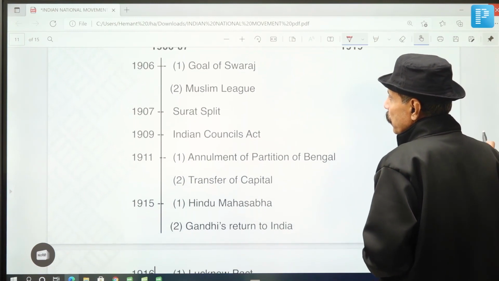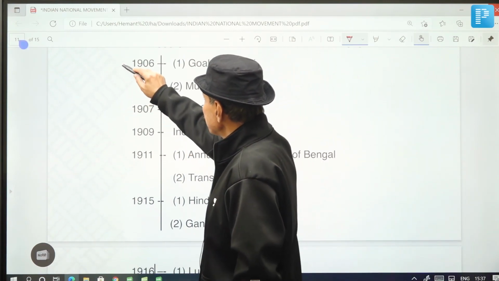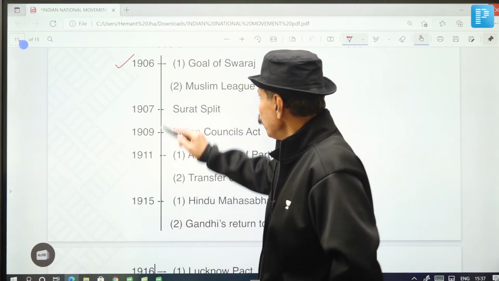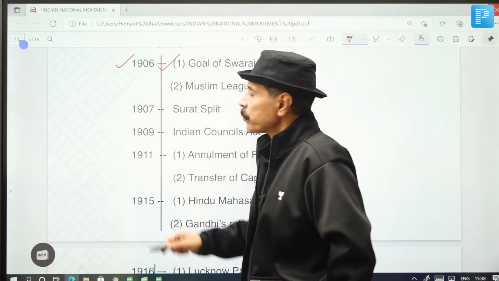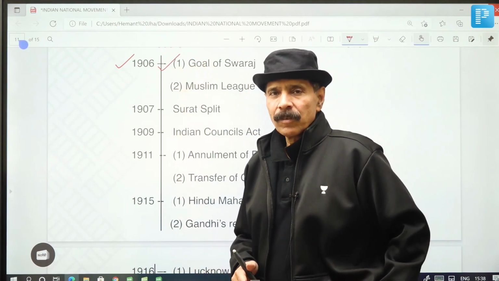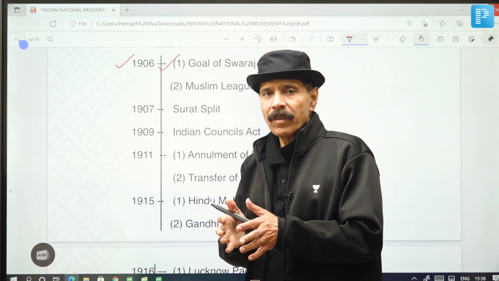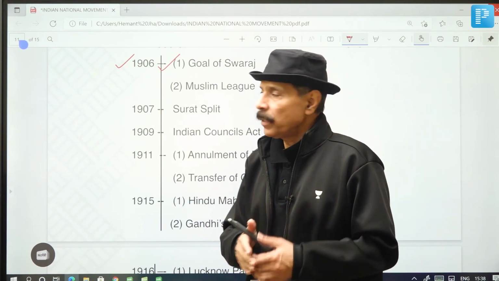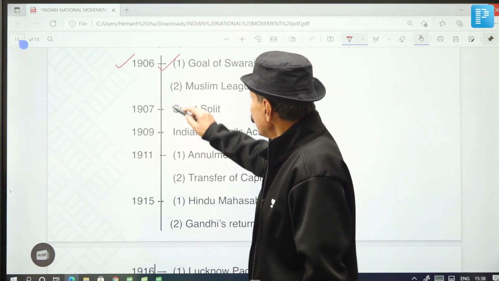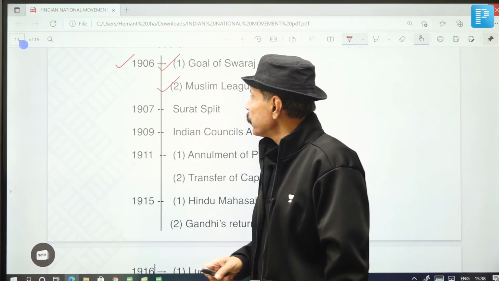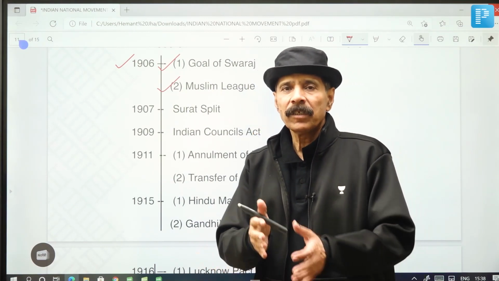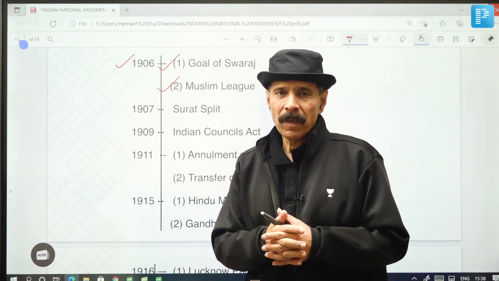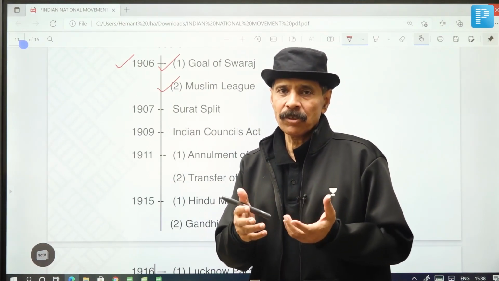So first here you find is 1906. So in 1906, two important developments. One, goal of Swaraj. Congress with its president, Dadabhai Naoroji, proclaimed Swaraj as a goal in 1906. Two, foundation of Muslim League. And this emerged as a separate organization for Muslims, and it claimed to represent the interest of the Muslims.